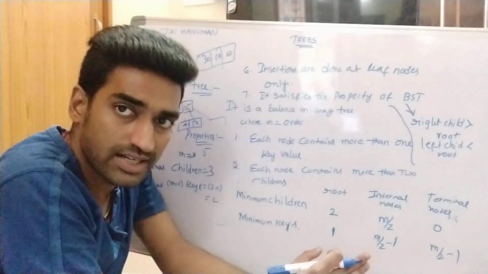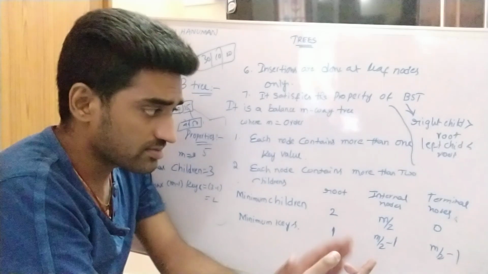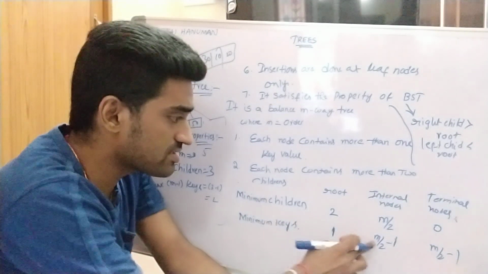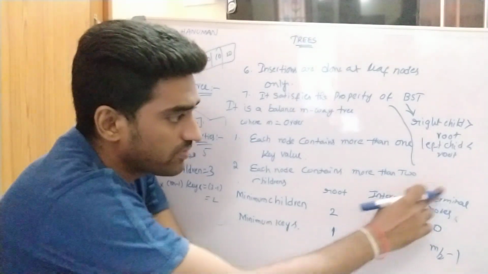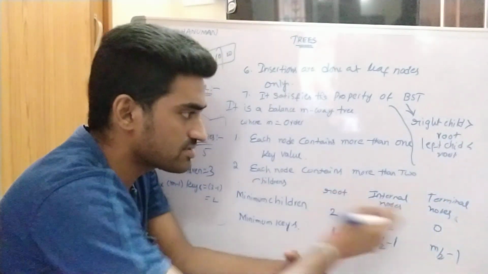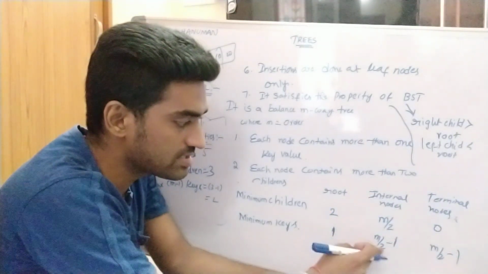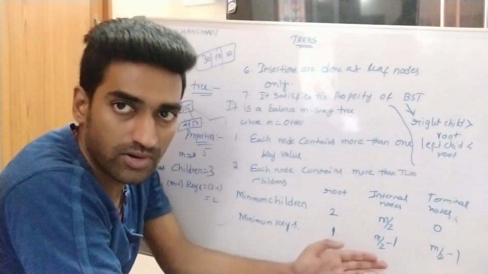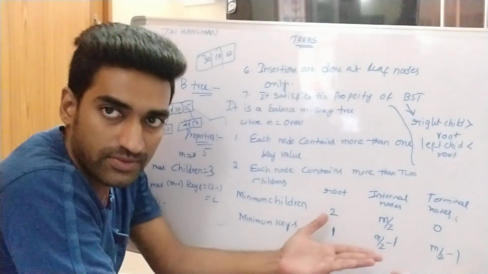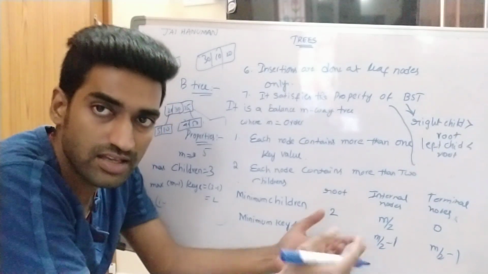Internal nodes, a node which contains children, are called internal nodes. Minimum children are ceil of m by 2, where m is the order. Minimum keys are ceil of m by 2 minus 1. For terminal nodes, a node which does not contain any children, obviously the children are 0, and keys are ceil of m by 2 minus 1. Here you have to take the ceil value of m by 2. Floor takes the lower boundary value, and ceil takes the higher boundary value.